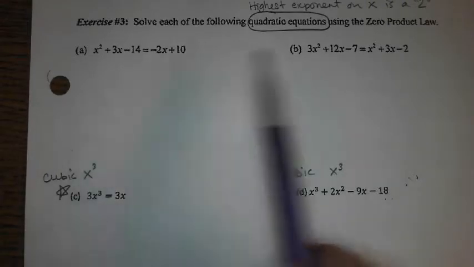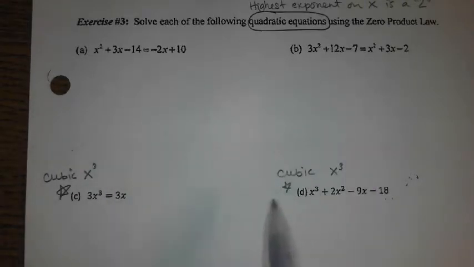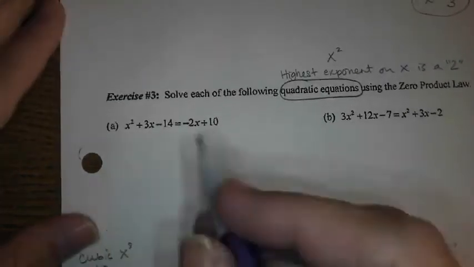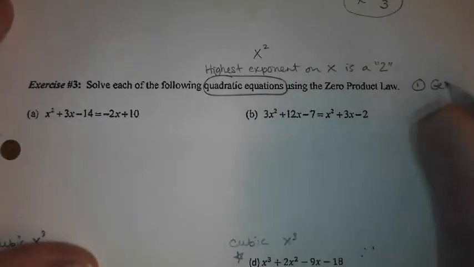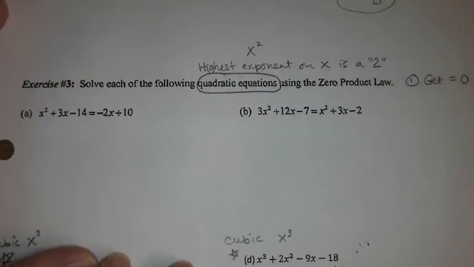But whether it's quadratic or cubic or a highest power of 4 or a highest power of 5, they all start the same, which is get them equal to 0. So step 1 is get equal to 0.